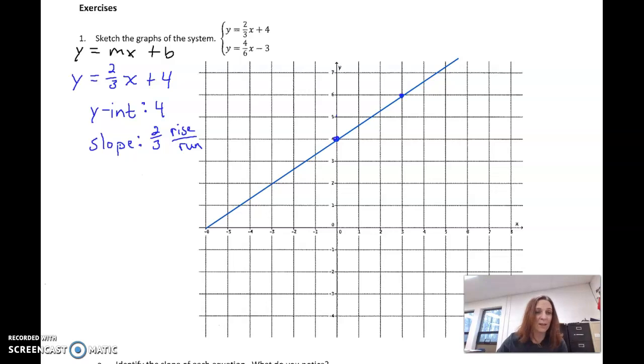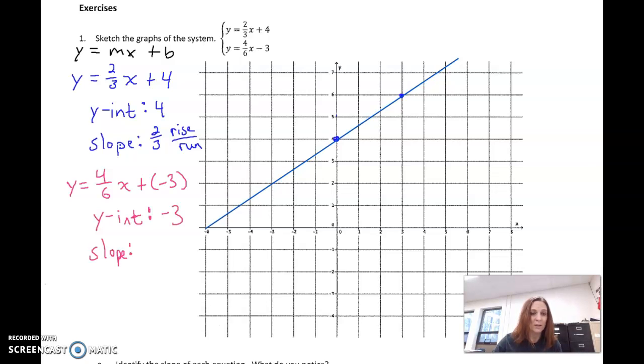So now I want to do the same thing for y equals 6 times x minus 3. Now instead of writing minus 3, I'm going to go plus a negative 3. This is why it's important that we change it to addition. Remember, y equals mx plus b. B is our y-intercept. It's what's being added on. So if it's subtraction, you've got to change it to addition. Easy to do. It's just important to remember how to do it. So our y-intercept is a negative 3, and our slope is 4/6. Rise 4, run 6.